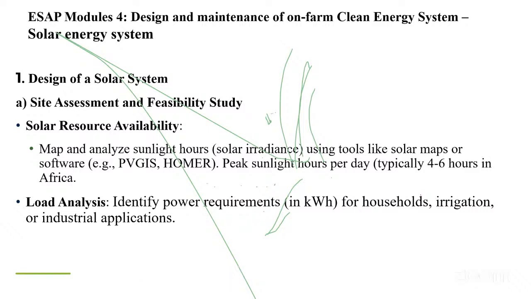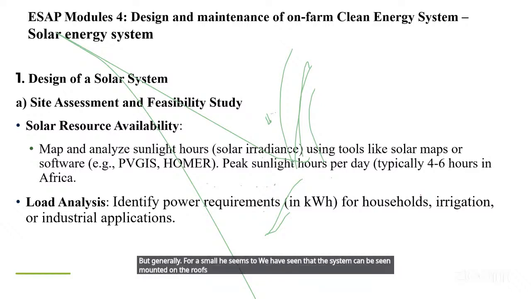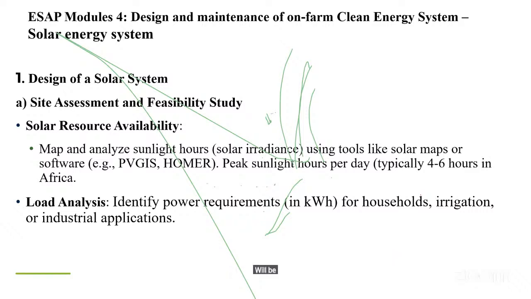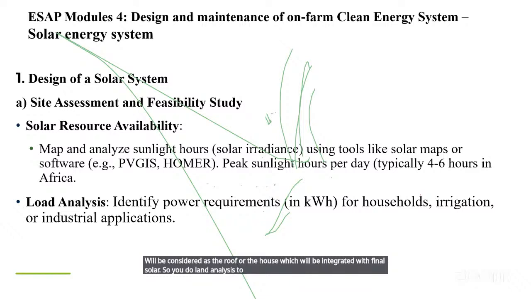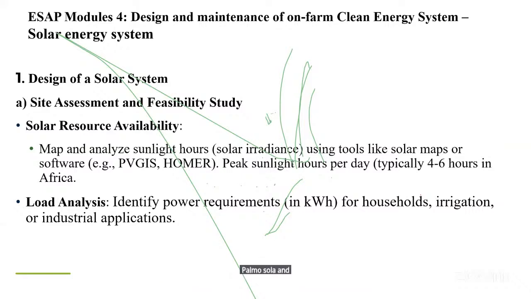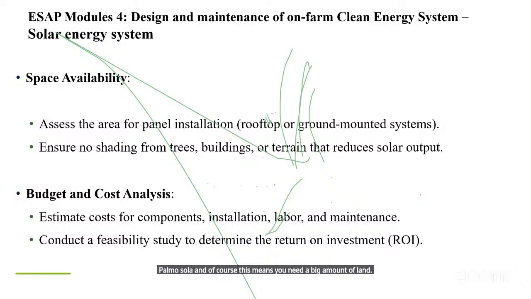But generally, for small systems, the system can be mounted on roofs or integrated on the house. So if the house is there, the land will be considered as the roof, or the house which will be integrated with solar panels. So you do land analysis to identify if power requirement can be met. If the demand is too high, it means you need a big number of solar panels, and of course, this means you need a big amount of land. For household, irrigation and simple applications, you can use the roof or integrated structure.